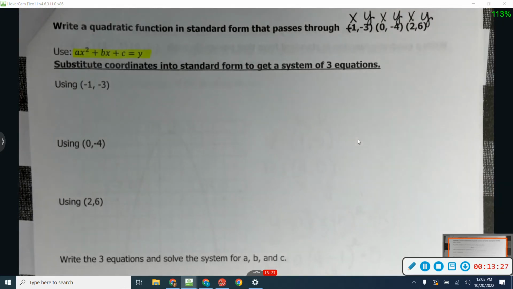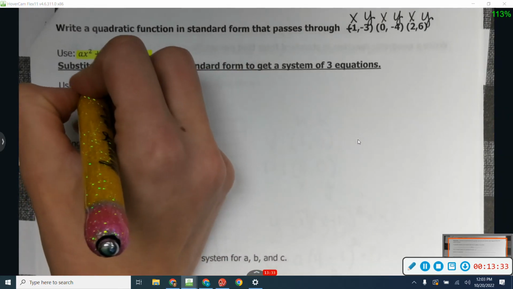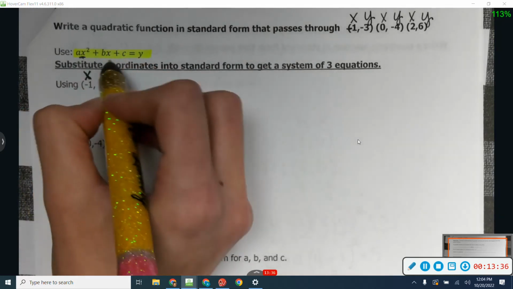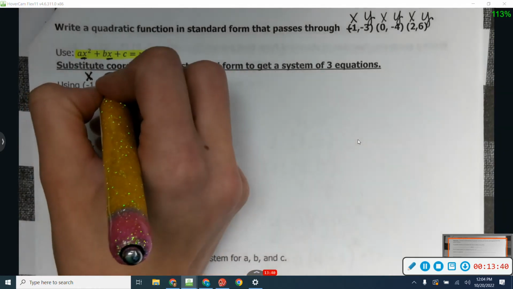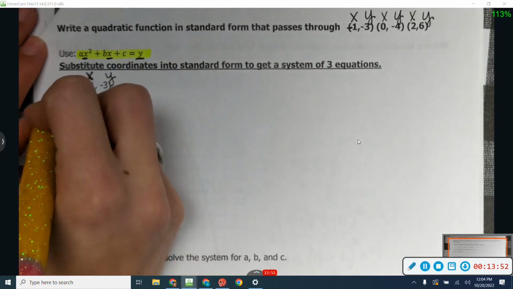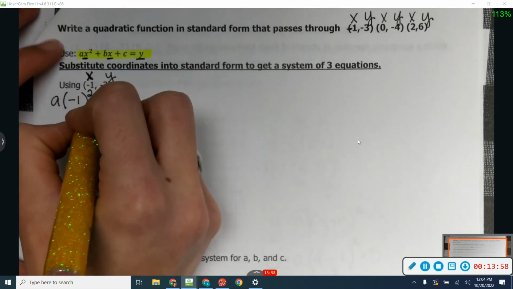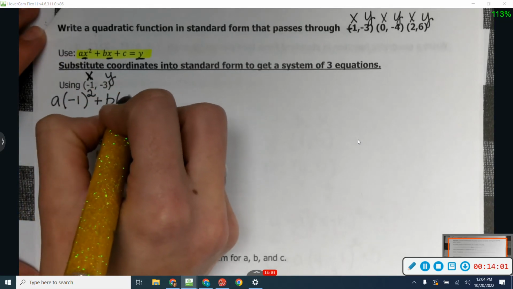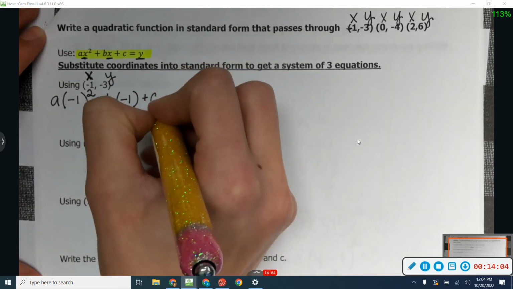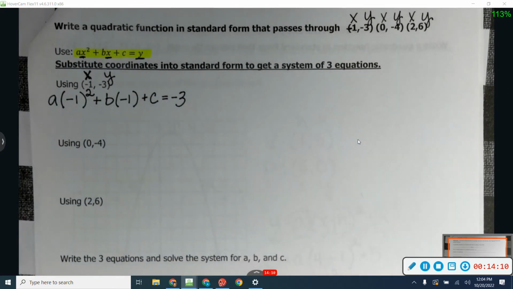Each time, I'm going to take that negative 1 for my first ordered pair and plug that in everywhere there's an x. And I'm going to take my negative 3 and plug that in for my y. So my unknowns for each equation are going to be my a, my b, and my c. That's what I'm solving for. So I'm going to take a, and then x becomes negative 1 squared, plus b times negative 1, plus c equals my y, which is negative 3. So all I did was plug it in.